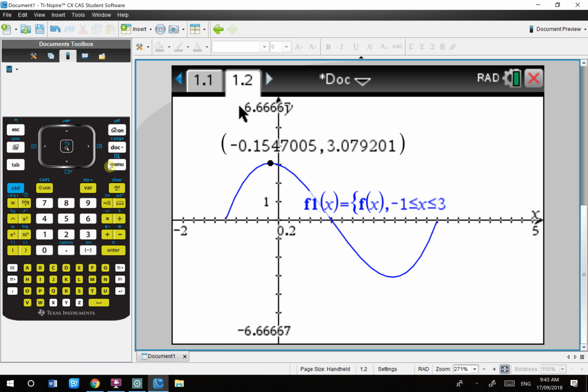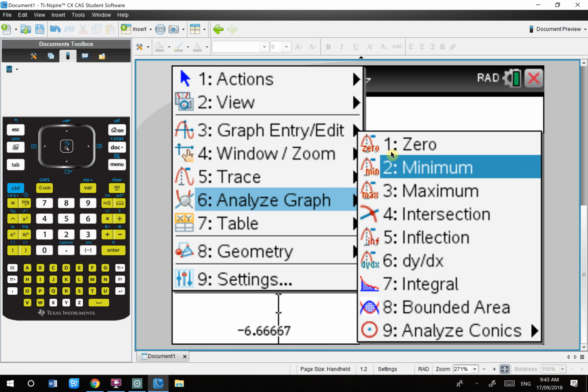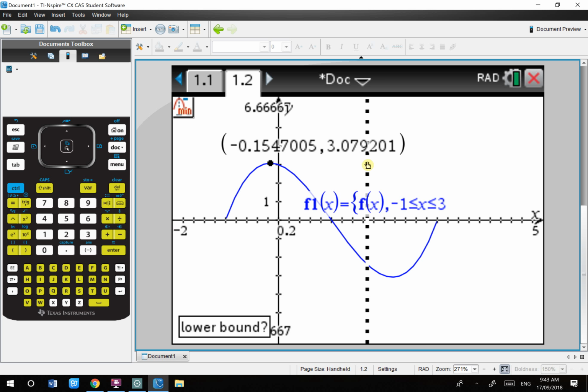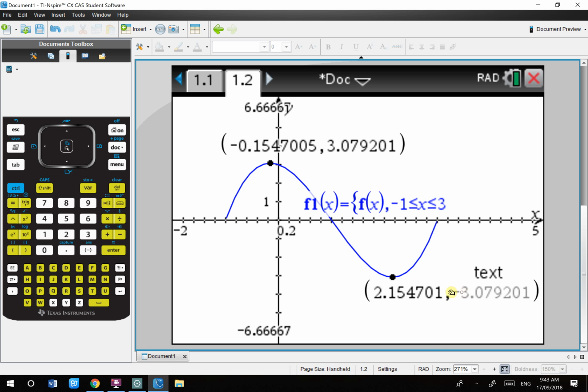Similarly, how we find the minimum. Sorry, I need to go a little bit faster. So for the minimum, go analyze graph and minimum. I will upload the video tonight, so if you miss any part, you can go back to watch it. Every calculator instruction will show on the page, so you know where to go. So go minimum, I will go to the left-hand side of the minimum point and then go to the right-hand side of the minimum point. So I will round it to 2.2 and negative 3.1. Negative 3.1, that's the minimum.